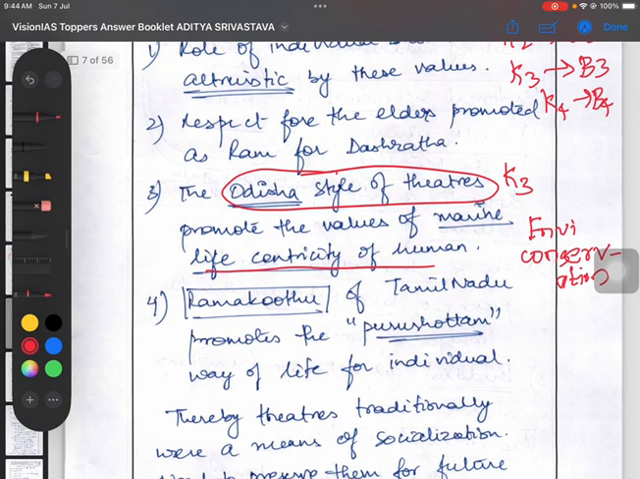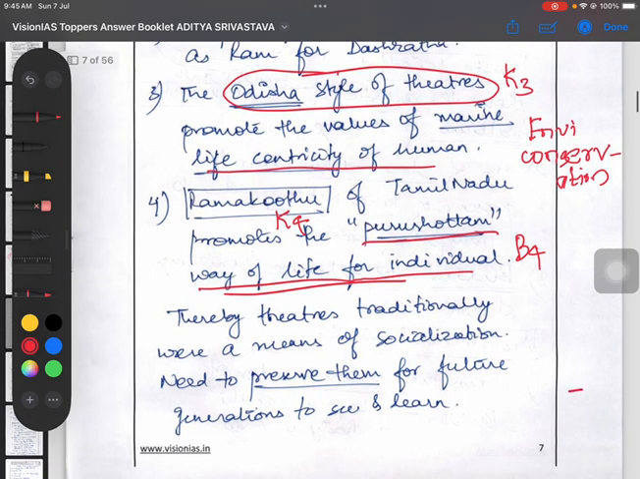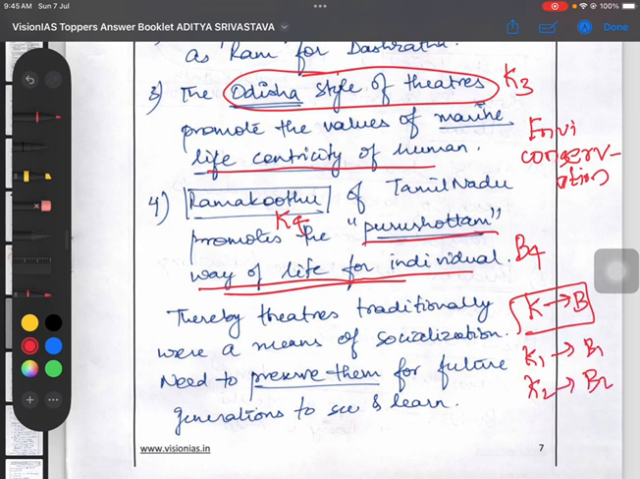Here you can see the fourth point. Here K4 is a theatre form, Ramakuttu. Then the way of life of the individual, Purushottam, is B4. So this way we are generating points under each subheading. Our subheading's general form is K to B, and the points under it are K1 to B1, K2 to B2. Like that we can generate points.